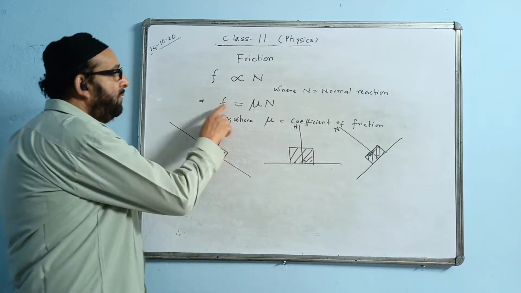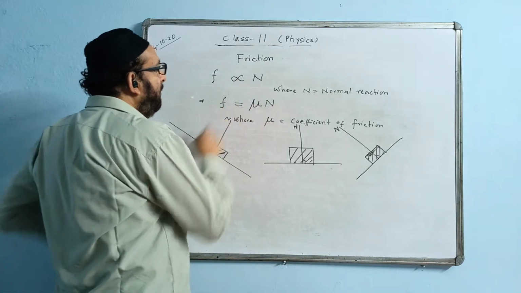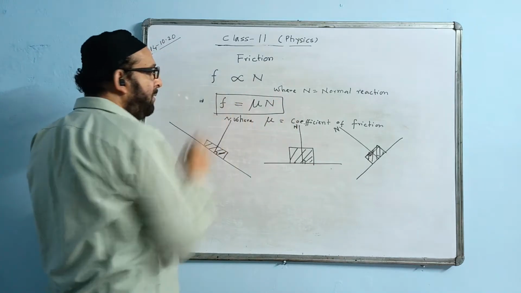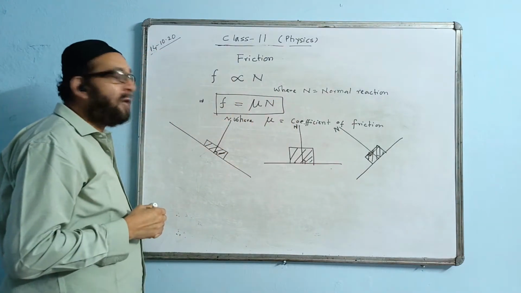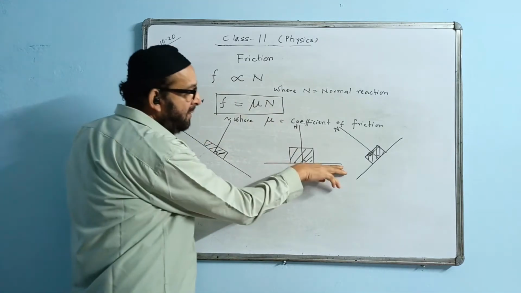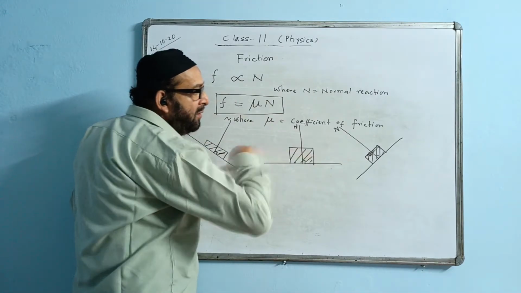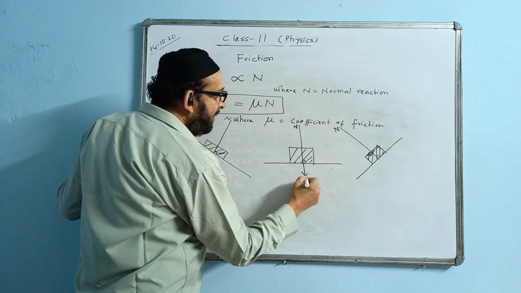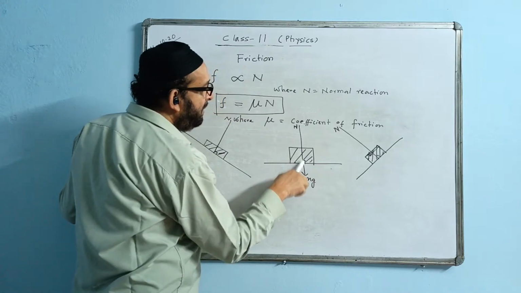So F is equal to mu N is the formula. The friction formula is mu into normal reaction. You have to remember that formula. Now, how do we calculate normal reaction in different situations? If the surface is a plane, horizontal surface, the weight of the body will act downward, mg, and the normal reaction is like this.